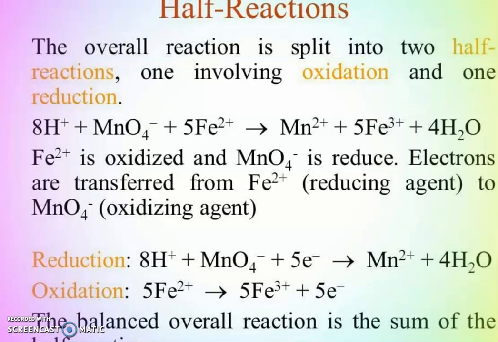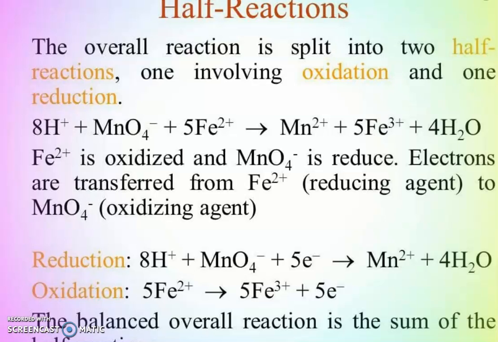Now, half reactions. The overall reaction is split into two half reactions, one involving oxidation and one reduction. You can see 8H+ + MnO4- + 5Fe2+ gives Mn2+ + 5Fe3+ + 4 water molecules. Fe2+ is oxidized and MnO4- is reduced. Electrons are transferred from Fe2+, the reducing agent, to MnO4-, the oxidizing agent.